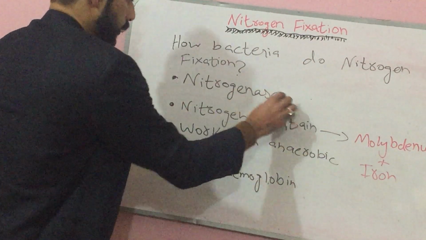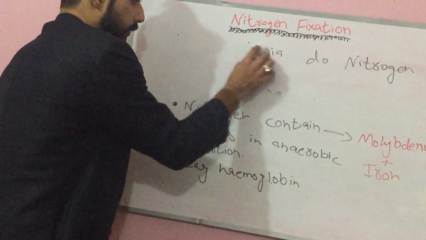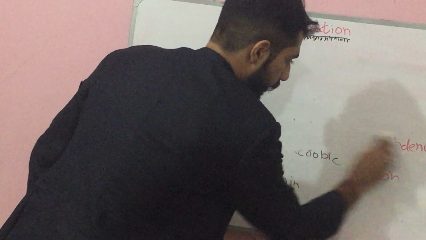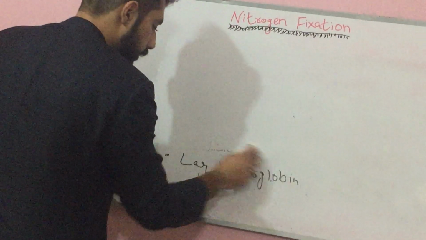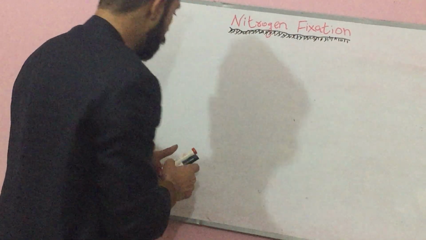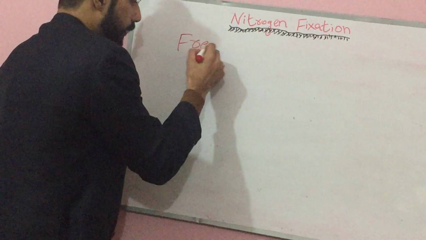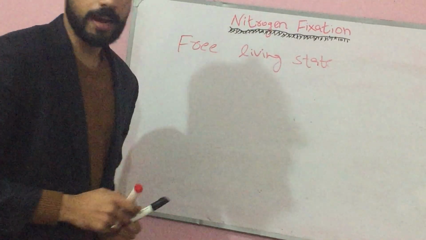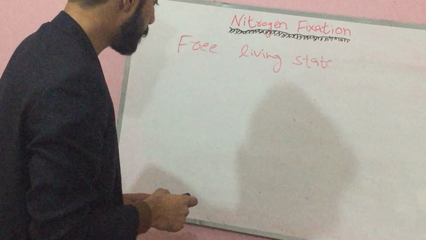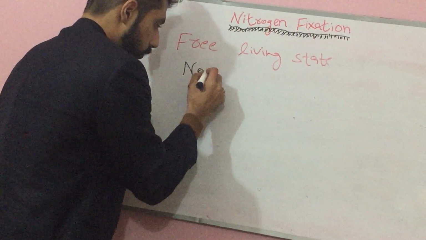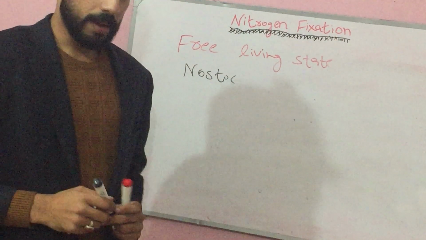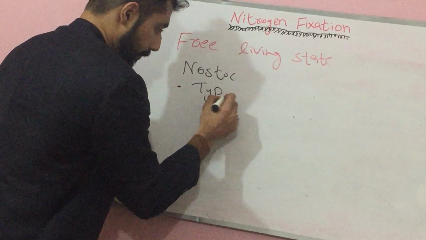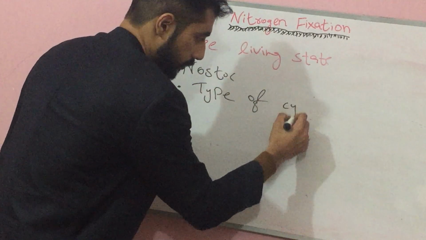Now we talk about the free living state, and then the symbiotic state. First we talk about the free living state. So what happens in the free living state? The example is nostoc. It is a type of cyanobacteria.